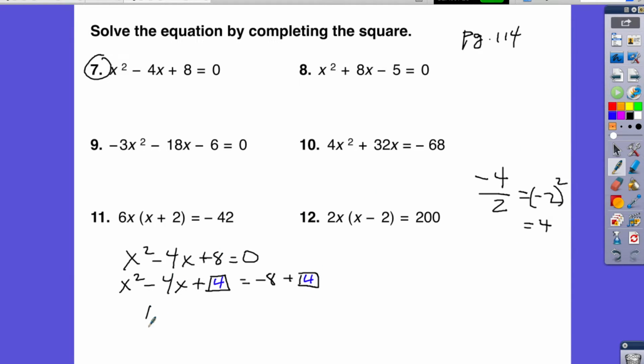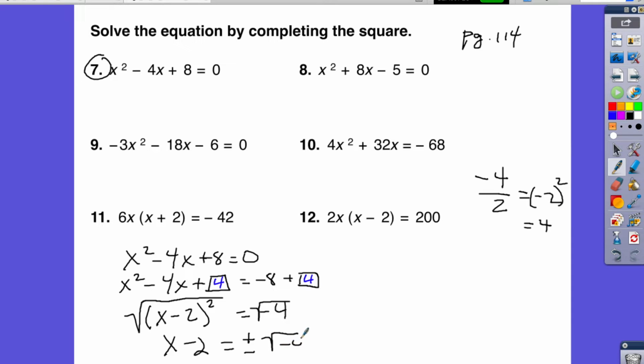So now I can factor this. This is a perfect square trinomial. It's going to be x minus 2 quantity squared, because this is negative 2, is going to equal negative 4. And to solve it, we're going to square root both sides. So it's going to be x minus 2 equals, don't forget, because it's an equation, you have to write plus or minus the square root of negative 4. I'm going to add 2 to both sides. So x is going to equal 2 plus or minus the square root of negative 4. I'm going to simplify this imaginary number here.